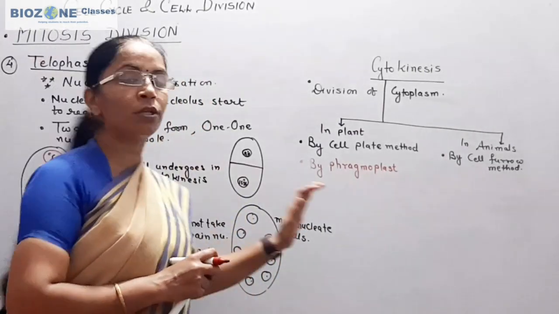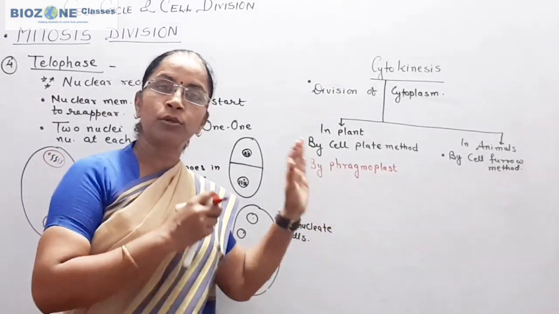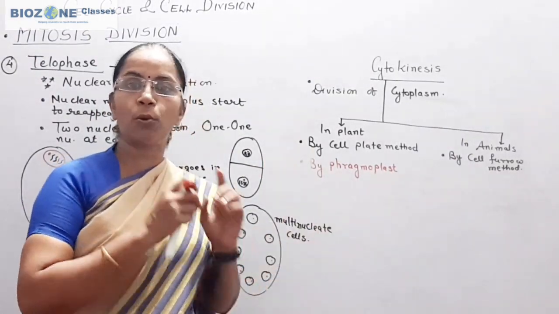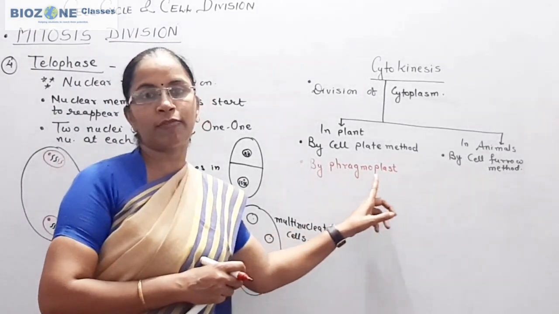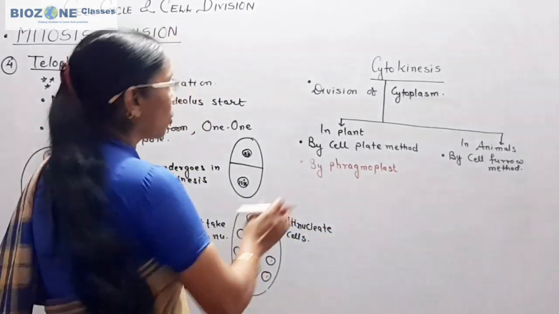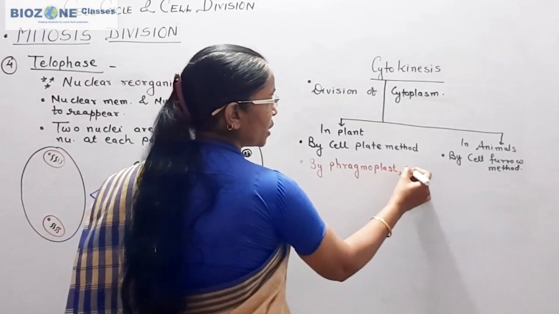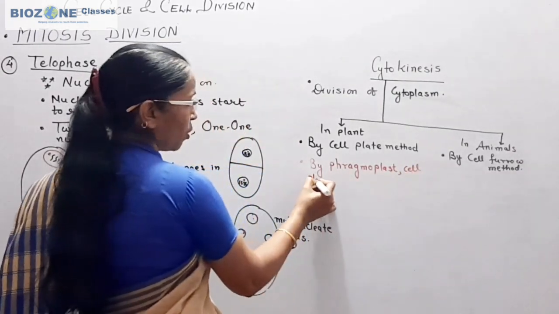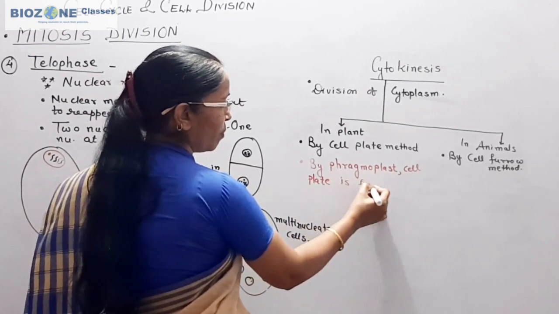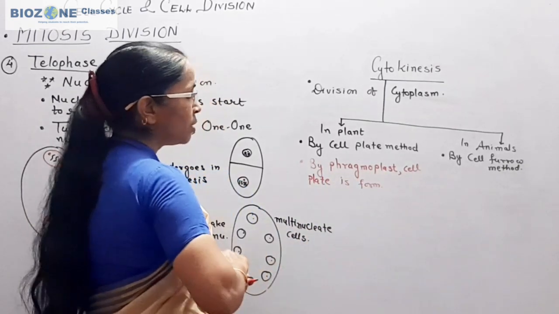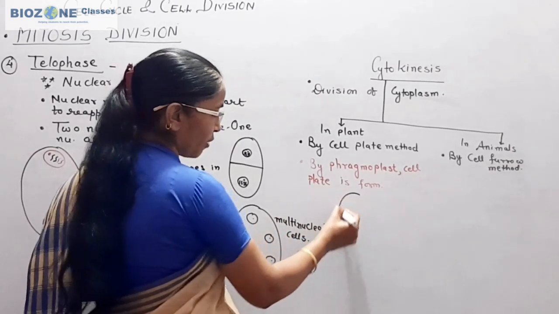When we discuss the structure and function of the Golgi body, we study that one of the functions of the Golgi body is the formation of phragmoplast. So by phragmoplast, the cell plate, or the initial stage of the cell wall, is formed. Now what is the cell plate, or what is the phragmoplast?